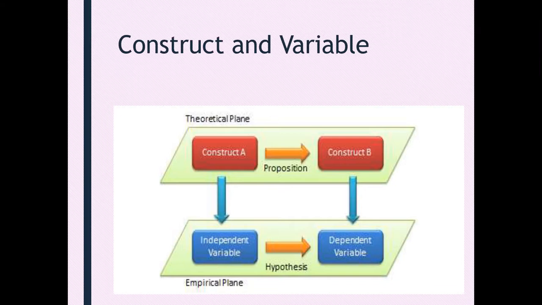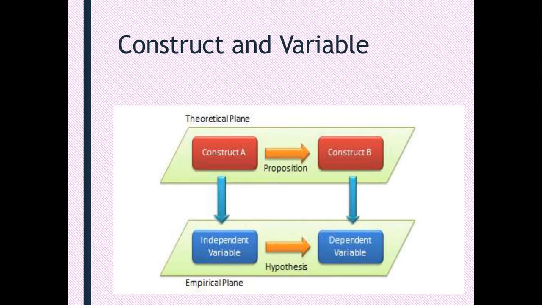Now you can see that there are two terms with variable. One is independent and the other is dependent. So the question is, what is independent and what is dependent? How is it different? The only difference is that both are variables. Both can be measured. The difference is one is affecting the other.